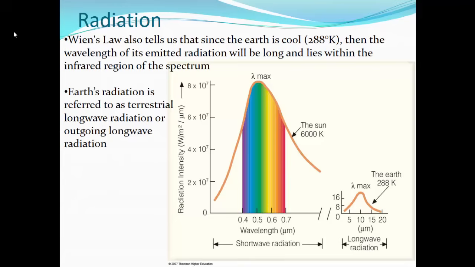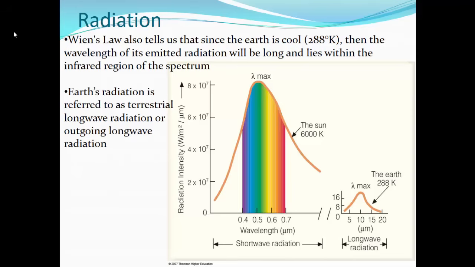Conversely, Wien's law also tells us since the Earth is cool, then the wavelength of its emitted radiation will be long and lies within the infrared spectrum. So this is the Earth compared to the sun. On the left is the sun, 0.4 to 0.7. That's where our wavelength maximum is, with that 6,000 degrees Kelvin, where the Earth's radiation is mainly between 5 to 15 micrometers. So the sun's radiation is short-wave radiation, and the Earth's radiation is long-wave radiation.